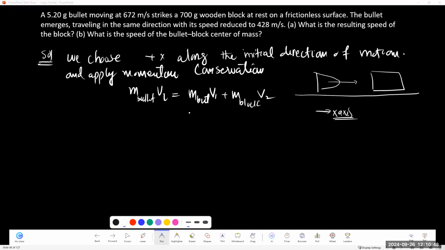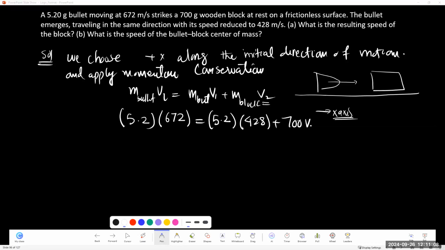Here everything is given except v2, so I'm going to write 5.2 times 672 equals 5.2 plus 700, the total mass, times v. From here I can find v2 equals 1.81 meter per second.